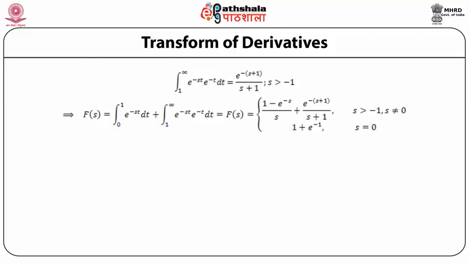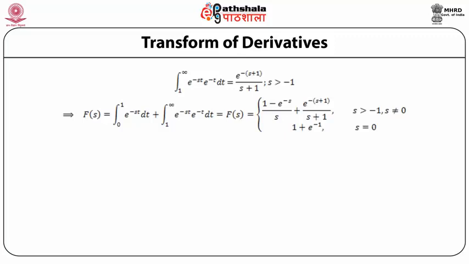Hence, capital F of s is equal to (1 minus e raised to power minus s) by s plus e raised to power minus (s plus 1) by (s plus 1), for s greater than minus 1, where s is not equal to 0, and it is defined as 1 plus e raised to power minus 1 for s equal to 0.